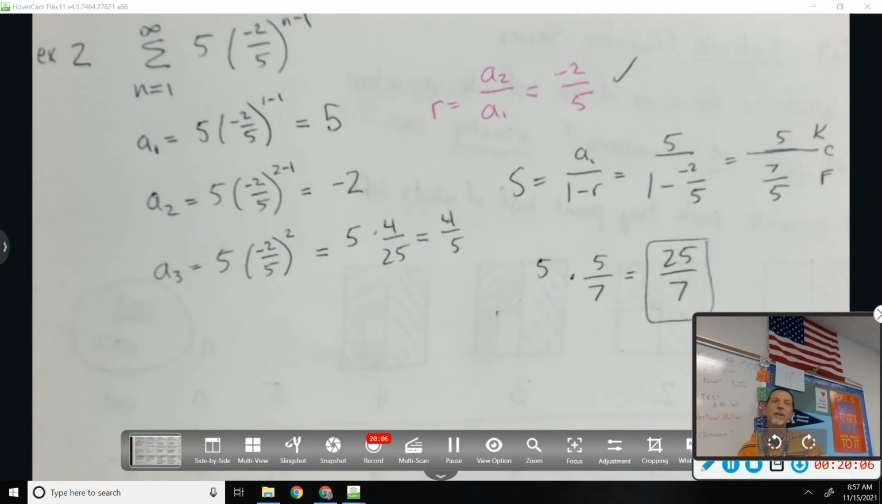That one would be really hard to check by hand, right? 5 minus 2 plus 4/5 minus 8/25. I don't want to check that one.